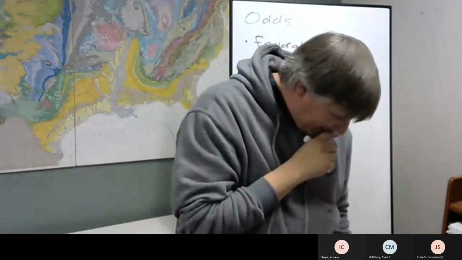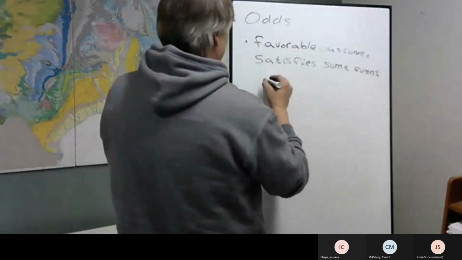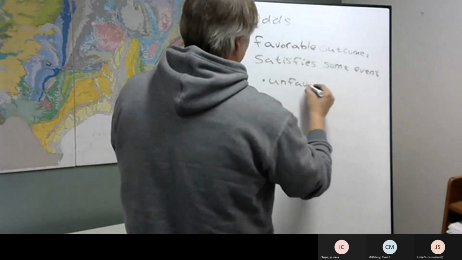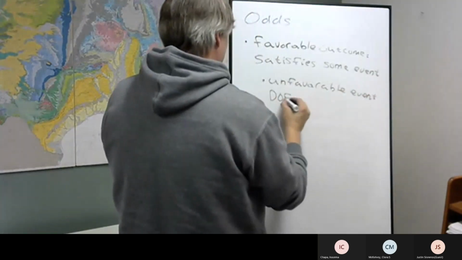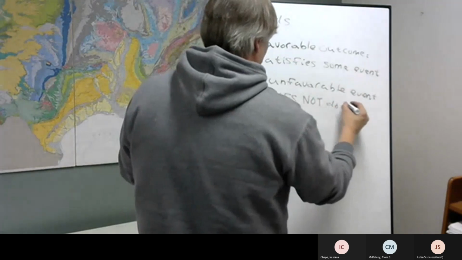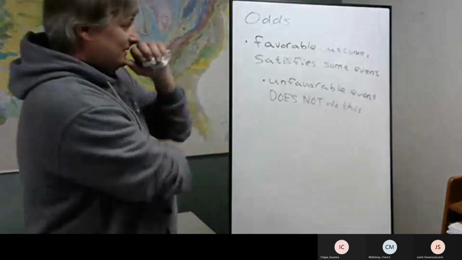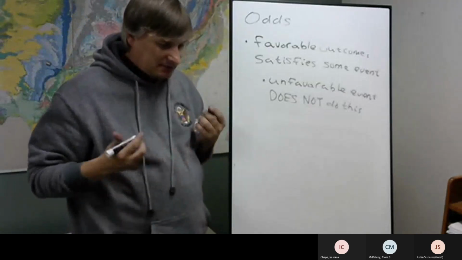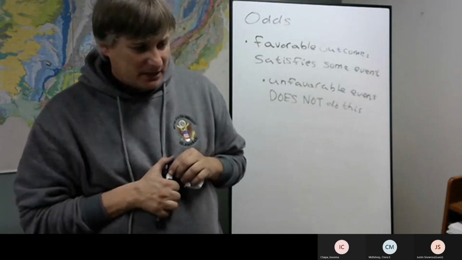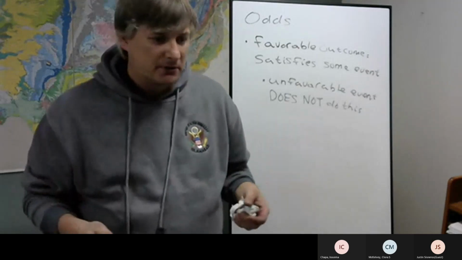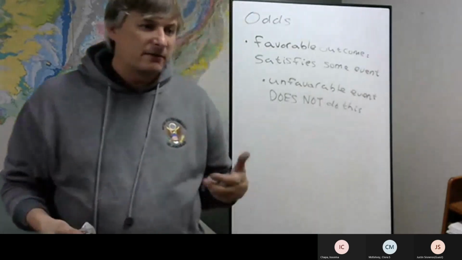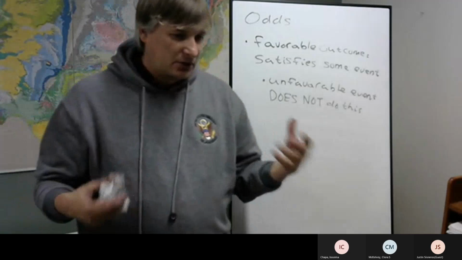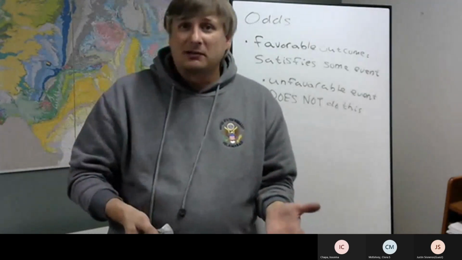And they contrast that with an unfavorable event. So oftentimes, say like if they're shooting free throws, a favorable event usually is making the free throw, and then the unfavorable event is missing the free throw. So that's the difference between favorable and unfavorable. Favorable is an observation you're looking for that you want to see happen. And unfavorable is something that occurs that you didn't want to occur, like missing that shot.